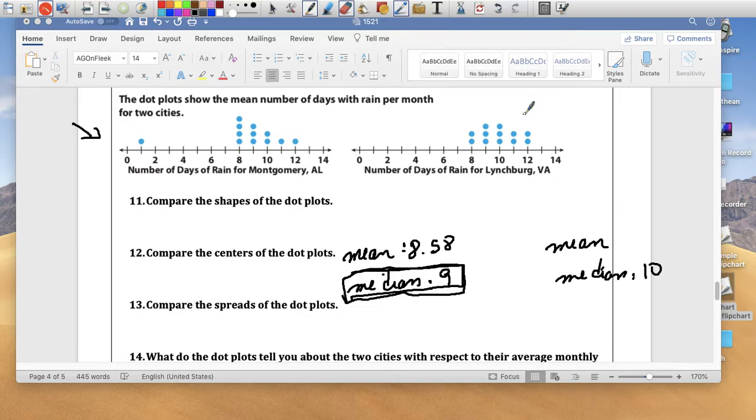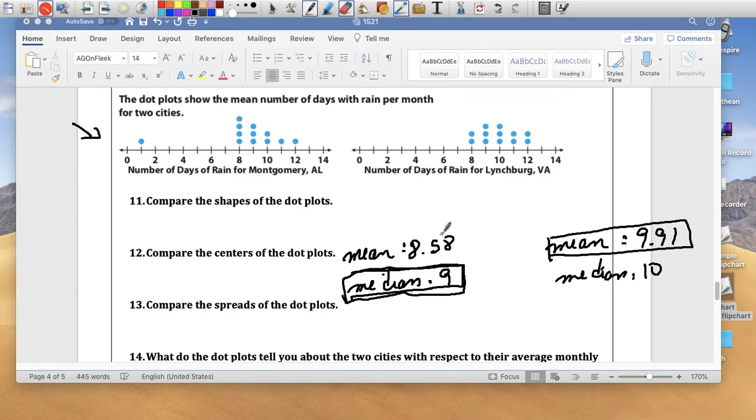We have 2 8s, 2 9s, 3 10s, and we're going to get 119 divided by 12, and the mean here is 9.91. Again, not too much of a difference, so either one could be used. Okay, so let's just keep it consistent. There's no outliers. Let's just use the mean. Okay, so here's the center.